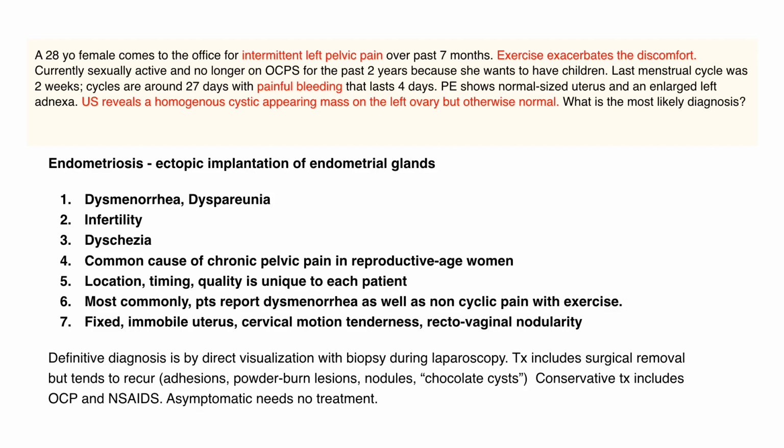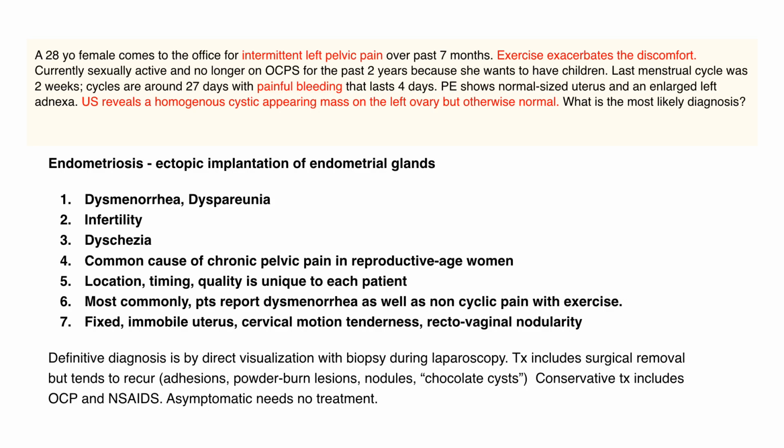So now we have a 28-year-old female that comes to the office for intermittent left pelvic pain for the past 7 months. Exercise exacerbates the discomfort. Currently, she is sexually active and no longer is on OCPs for the past 2 years because she wants to have children. Her last menstrual cycle was 2 weeks ago. Cycles are around 27 days with painful bleeding that lasts 4 days.